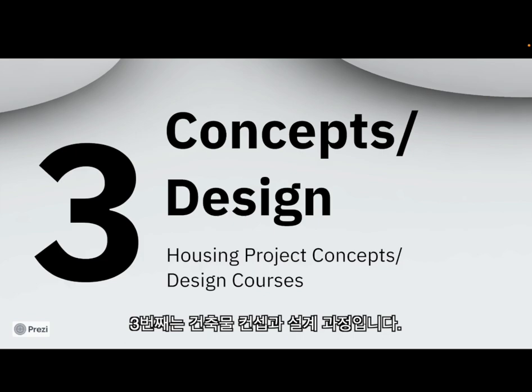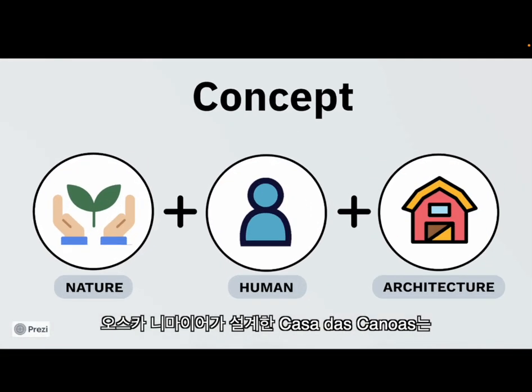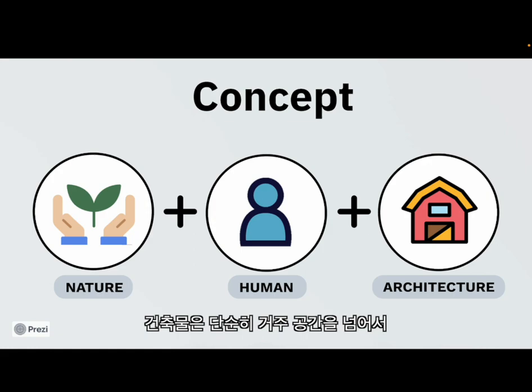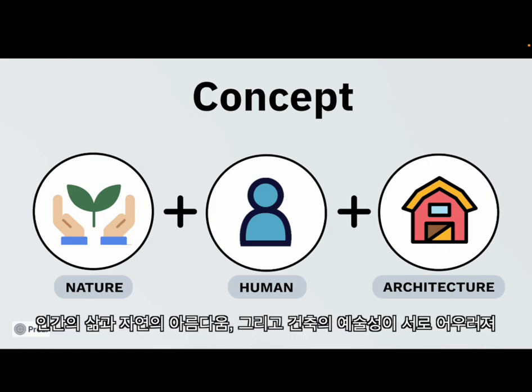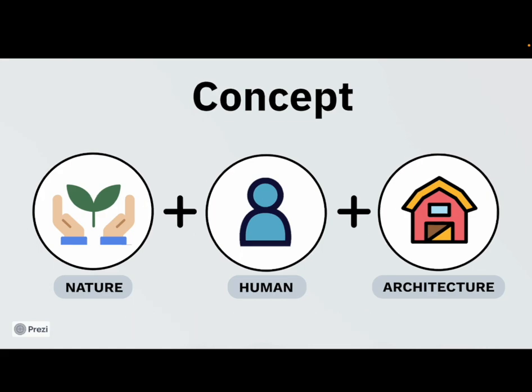The third is the housing project concept design. Designed by Oscar Niemeyer, Casa das Canoas is based on a design concept that aims at a harmonious combination of humans, nature, and architecture. The architecture goes beyond just living space, but it also showcases how human life, nature's beauty, and architectural artistry combine to create a comprehensive work.